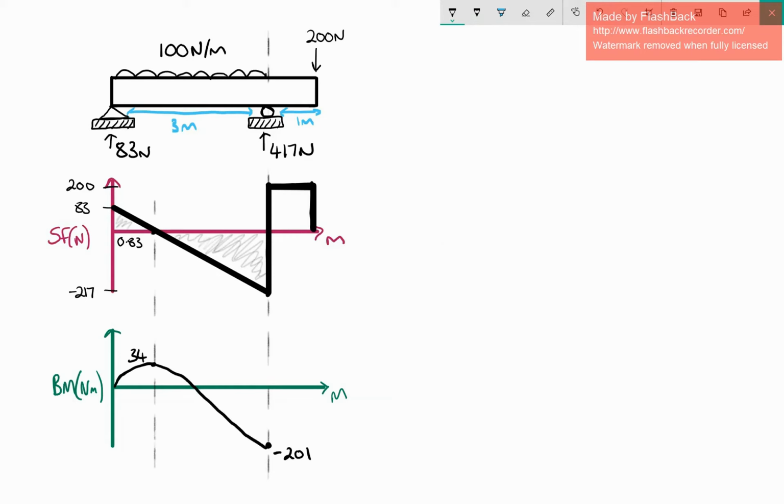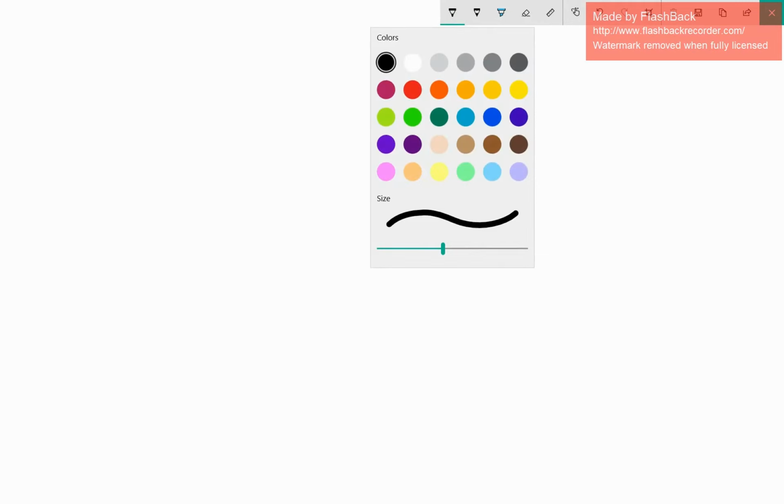And finally, the last shape is a square. So to work out the area of a square, we simply do base times height. So that's 200 times 1, and that gives 200. Now, due to a rounding error in the previous answer, we get minus 201, but it should actually be minus 200. So minus 200 plus 200 gives 0. It should always finish on 0.